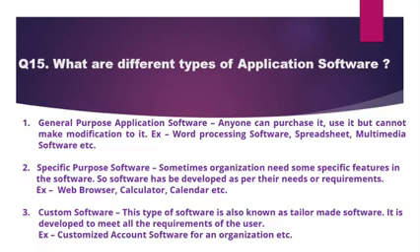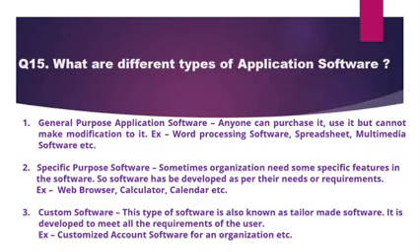Then come to the next type, that is specific purpose software. Sometimes organizations need some specific features in the software. So software has to be developed as per their needs or requirements. Example, web browser, calculators, calendars, etc. Then come to the third type, that is custom software or customized software. This type of software is also known as tailor-made software. It is developed to meet all the requirements of the user. Example, customized account software for an organization is the best example for customized software.